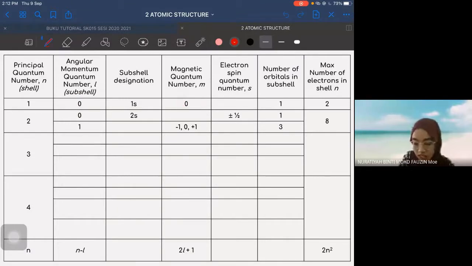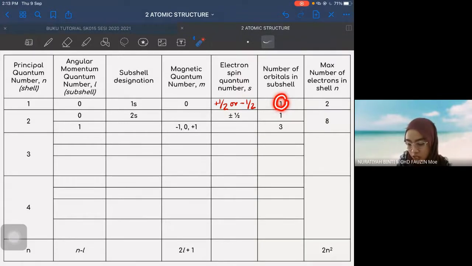Electron spin awak, we have 2, either plus 1 over 2 or minus 1 over 2, okay? So I want you to write it this way instead of writing it like this, supaya bila tulis set of quantum number, tak adalah tulis plus minus 2. Kau kena tulis plus half or minus half, salah satu.